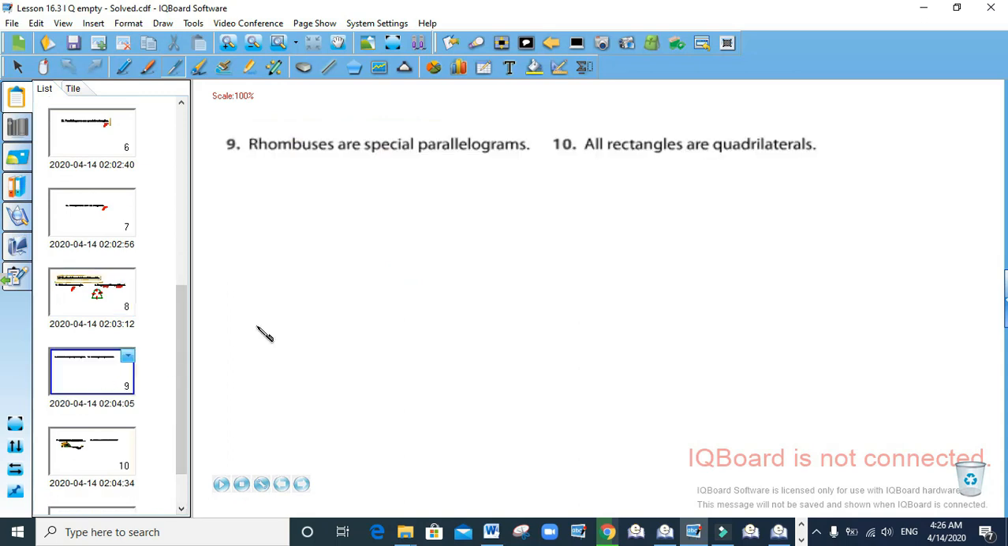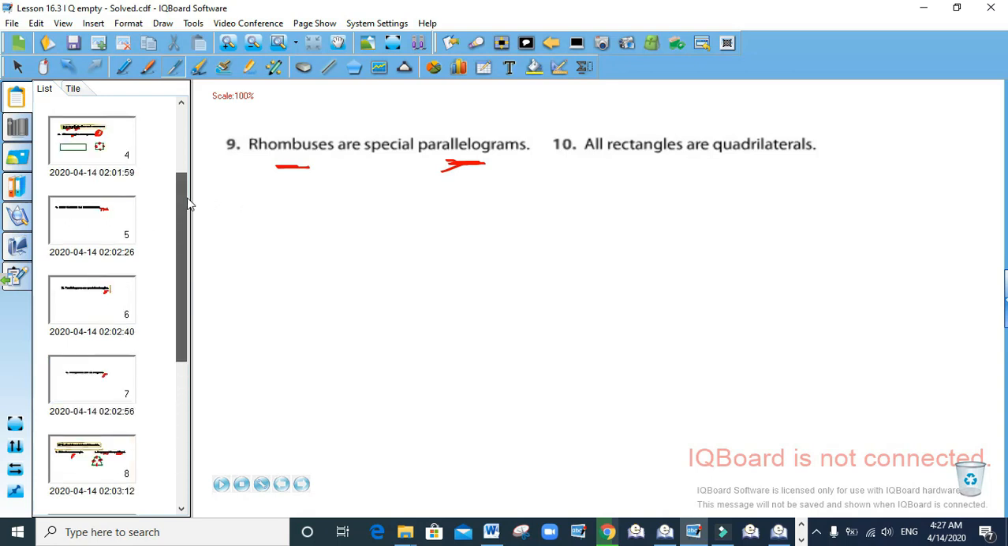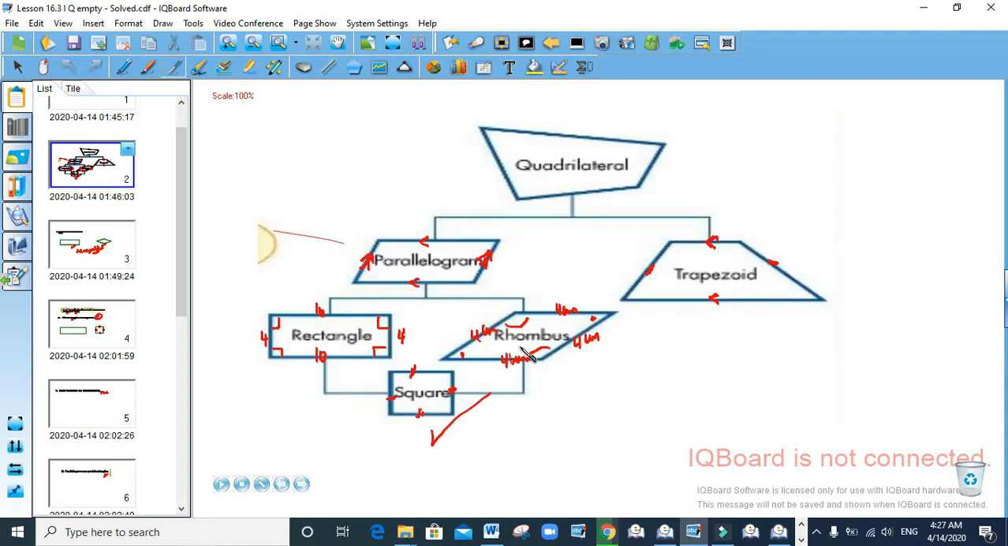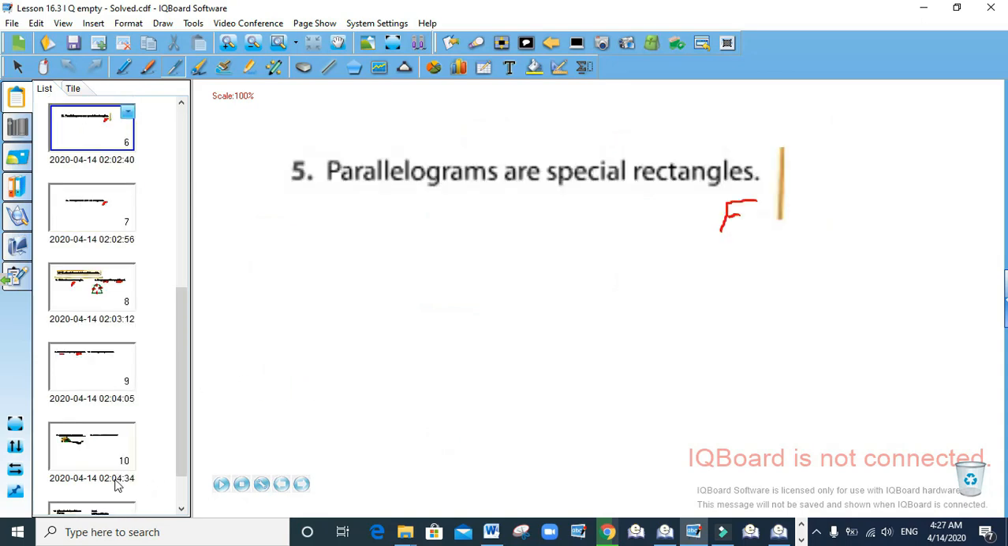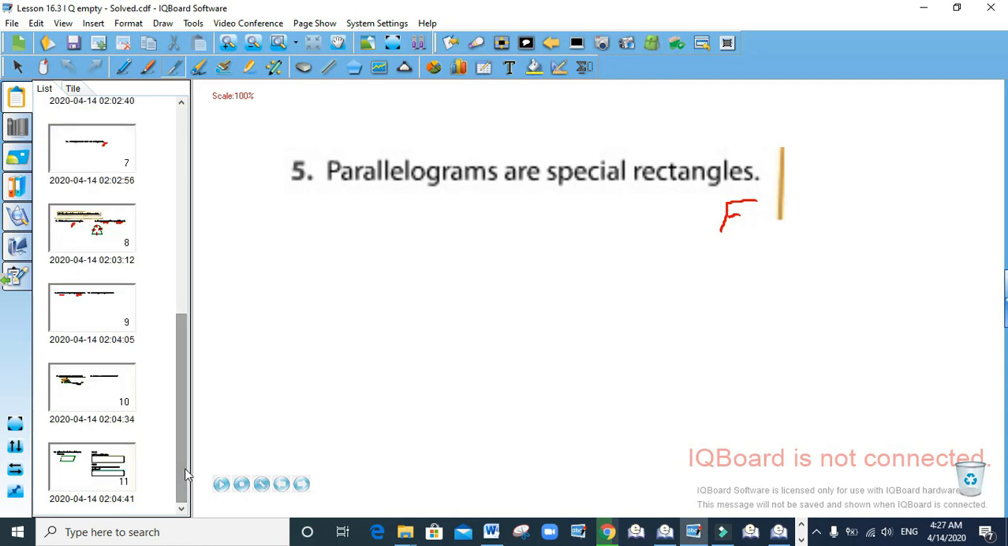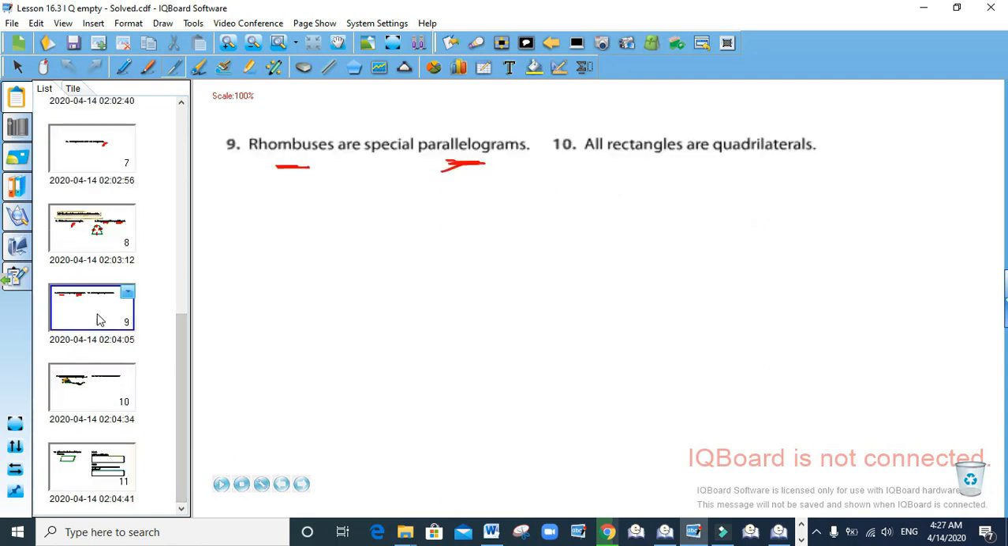Next question. Rhombuses are special parallelograms. Yes, because the rhombus is the son of the parallelogram, and any rhombus can be a parallelogram. Look at the figure here. This is a rhombus. It can be a parallelogram because it has 2 pairs of parallel lines, and its father as well. So because of this, the answer for this one is, yeah, that's true.